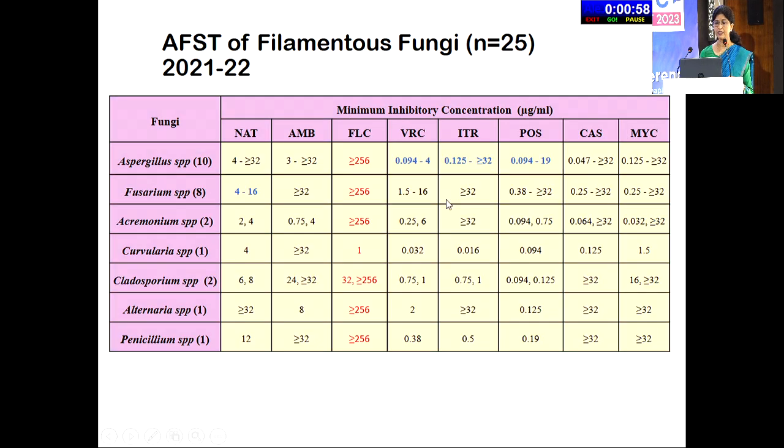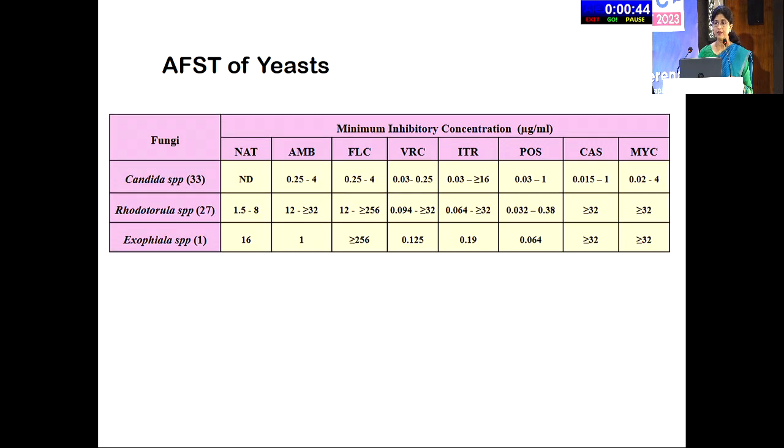Similar study done in 2021-22 showed same results. Aspergillus species showing lower MICs against voriconazole, itraconazole and posaconazole, and Fusarium species more susceptible to natamycin. We did antifungal susceptibility testing of yeasts also, and we found that Candida, which is the most common yeast, was susceptible to almost all the antifungals which are commonly prescribed.